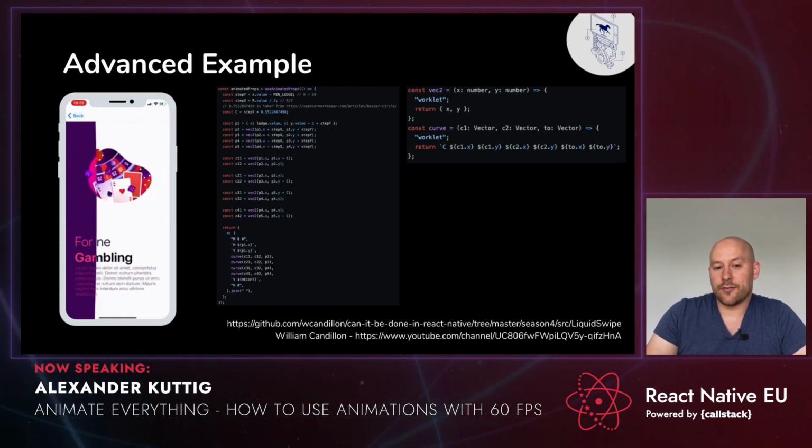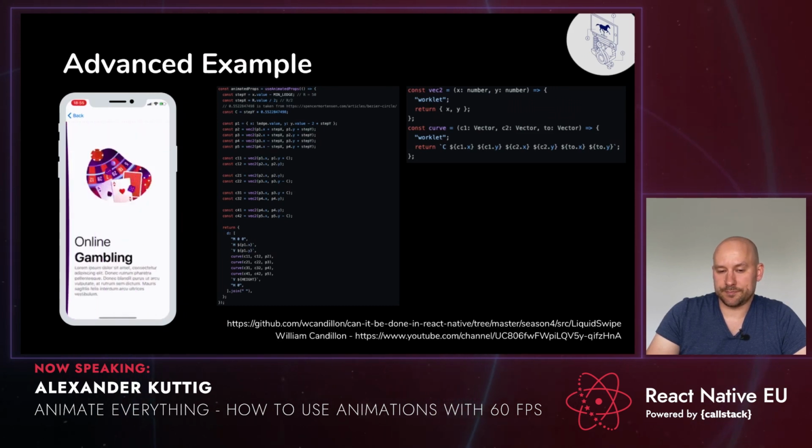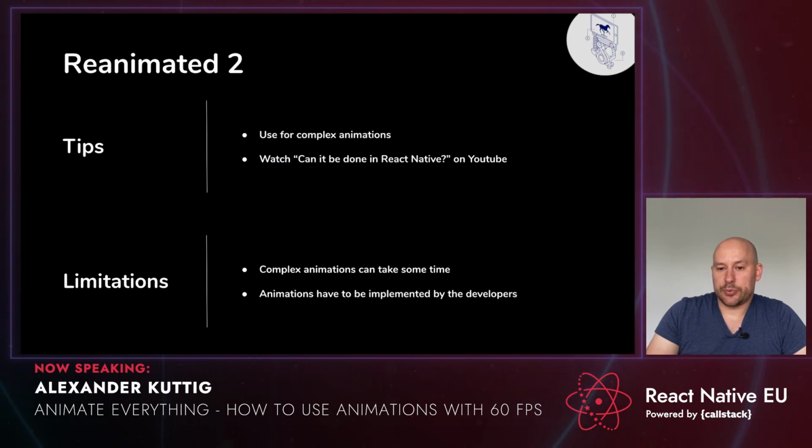So if you're interested in really cool Reanimated stuff, please check out the YouTube channel, check out the GitHub, which I pasted here. There are a lot of different examples, and you get a very good idea how powerful this Reanimated tool is. So to wrap Reanimated up, we in our company use it for complex animations. We also use it for easy animations when we use it anywhere in our project, because we don't like to use Animated and Reanimated in the same project because it can get quite confusing. So when we have more complex animation and we integrate Reanimated into the project, we use it for all animations. And my tip definitely is watch the Can It Be Done in React Native series on YouTube. It's awesome.